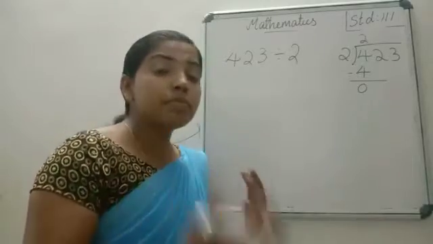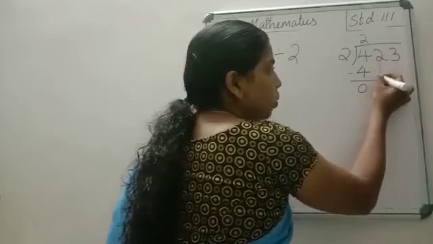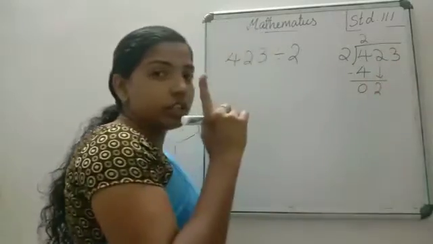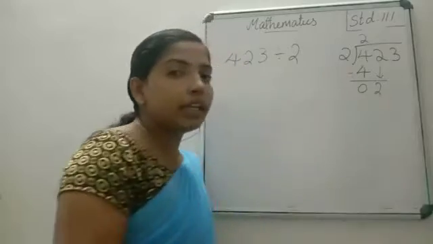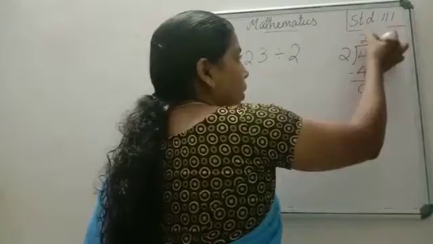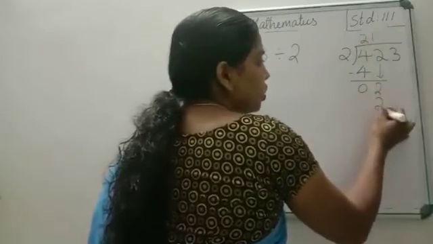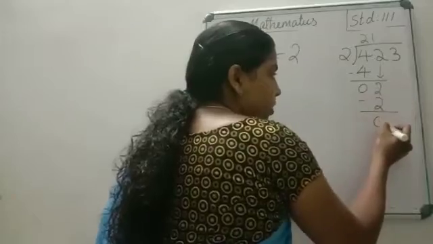Again, the same step as we did earlier. Just write the next number down. Next number is 2. Just take one digit each. This 2 into how many times? 1 time. 1 two is 2. Next what we have to do? Subtraction. 2 minus 2 is 0.